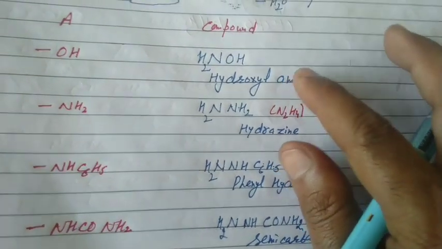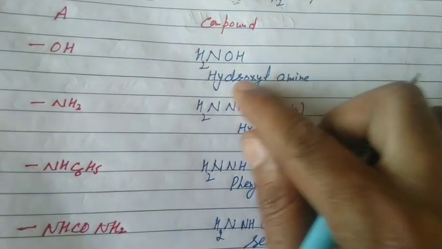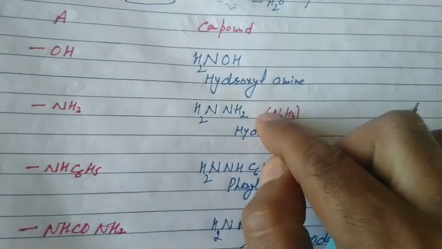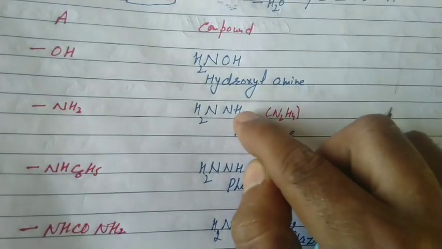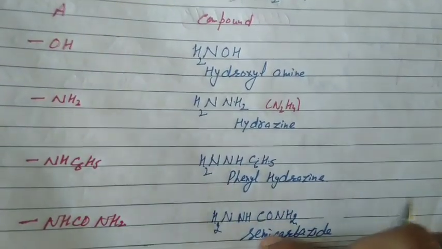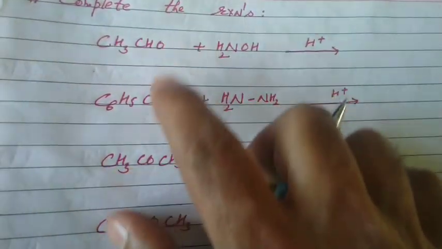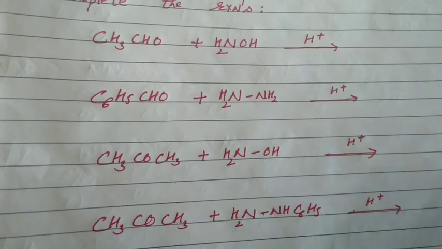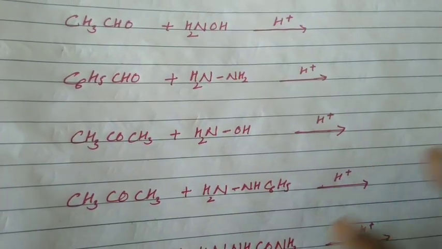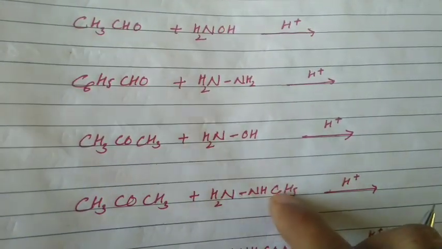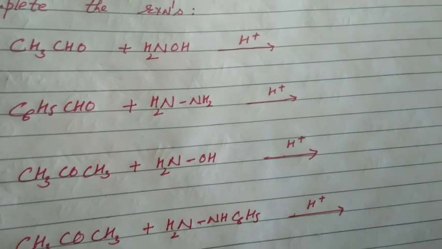Please, at first you should know the formulas of these compounds. It is clear: hydroxylamine containing a hydroxyl group as well as amino group, NH2OH. Hydrazine, NH2NH2. Phenylhydrazine, one H is replaced by a phenyl group. Last one is semicarbazide. Now we will discuss the chemistry of these reactions one by one. Now students, the question may be complete the reactions. Now it is clear these are the carbonyl compounds: acetaldehyde, benzaldehyde, acetone, and these are the ammonia derivatives: NH2OH, hydroxylamine, hydrazine, phenylhydrazine and so on. We will discuss their chemistry one by one.